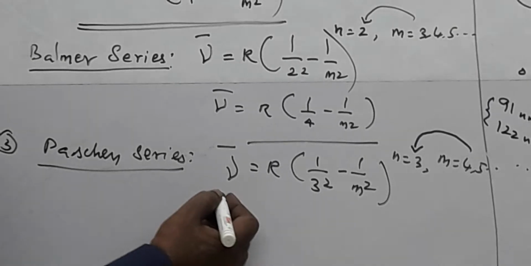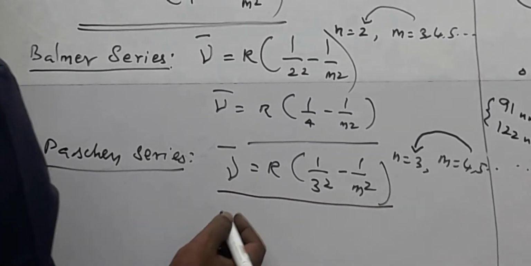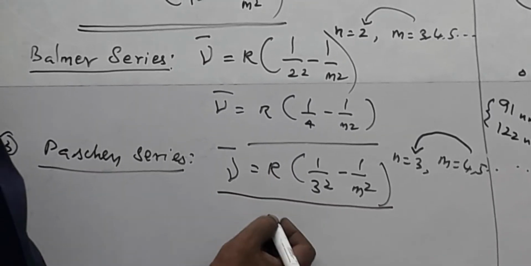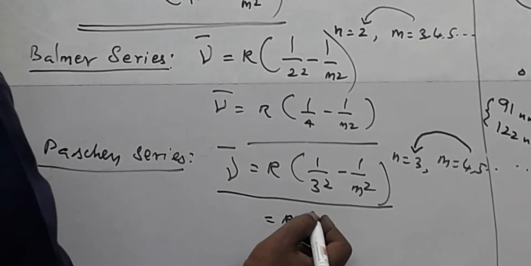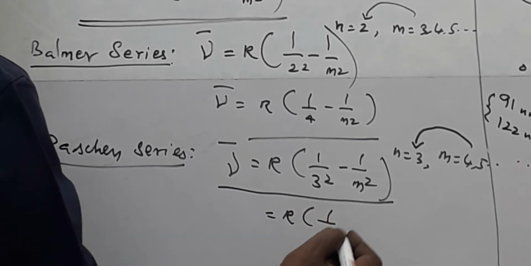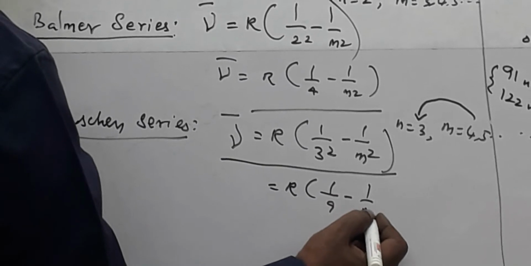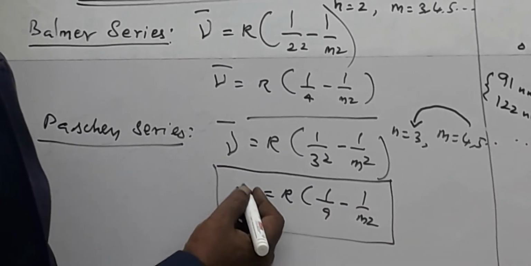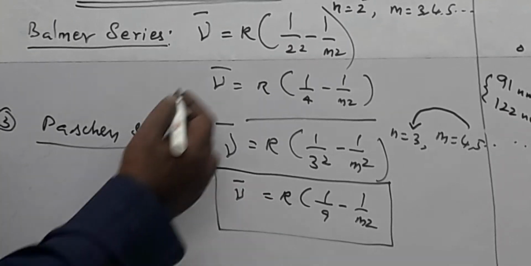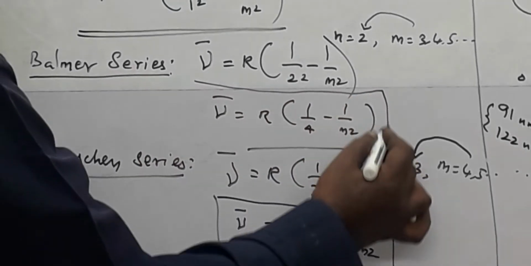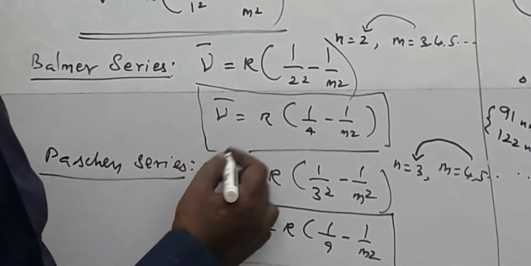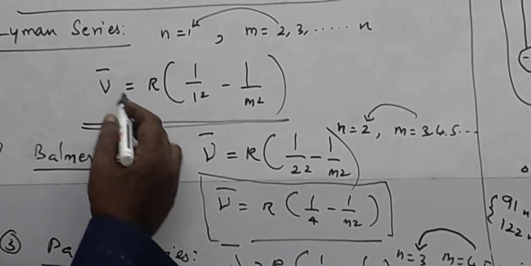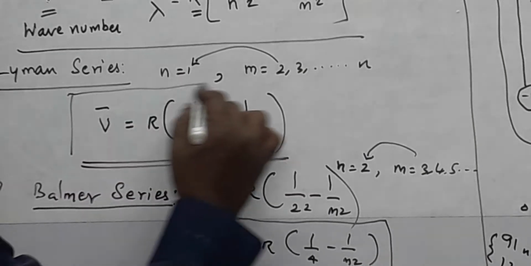So this is the equation to explain the Paschen series, and if we reduce this, we get 1 by 9 minus 1 by m square. This is the equation for the wave number of the Paschen series, and the previous one is for the Balmer series, and this one is called the Lyman series.